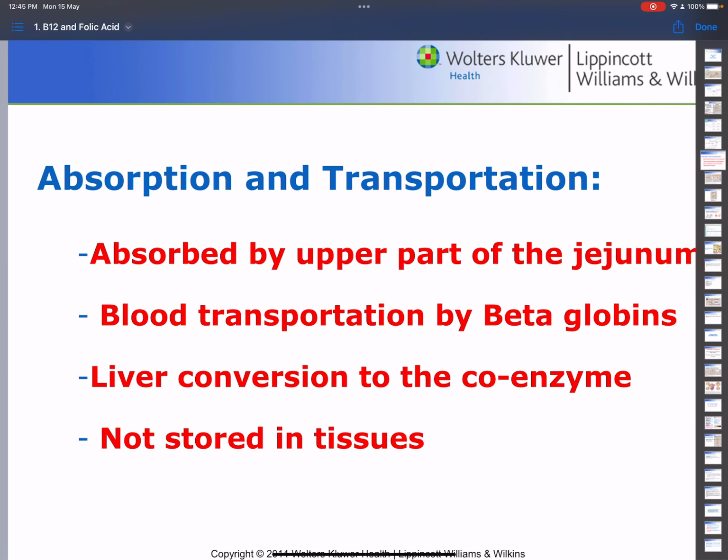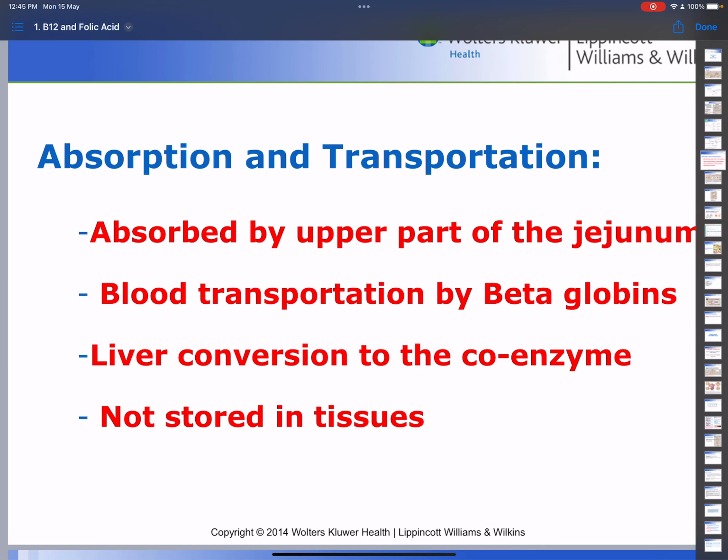The things that you have to know are absorption and transportation of the folic acid. For example, they are absorbed by the jejunum and blood transportation by what's called beta globins. It requires a transportation system in the bloodstream, and they need liver conjugase coenzymes, and they are stored in the body. So all of the time they are going to be metabolized or converted from one molecule to another.